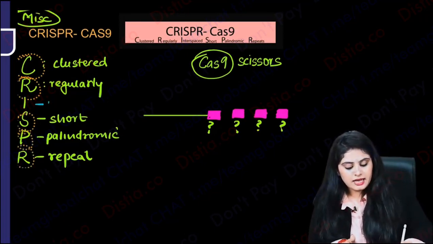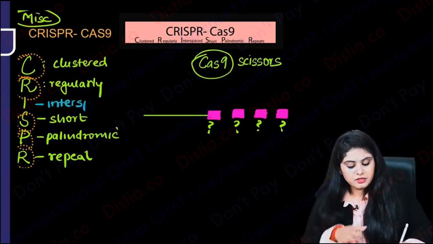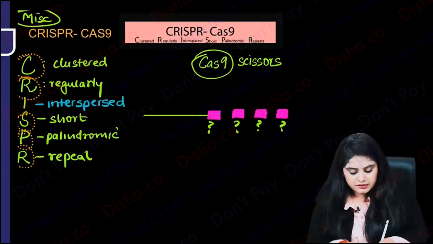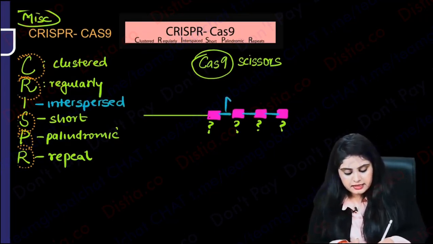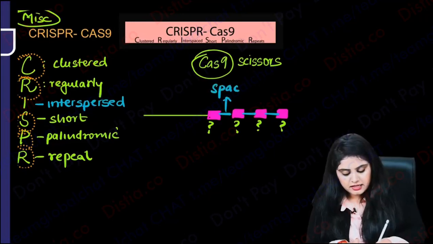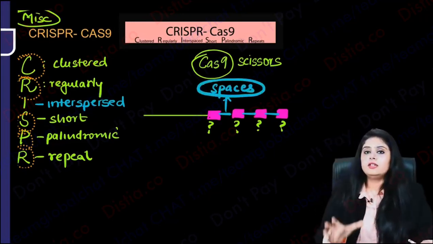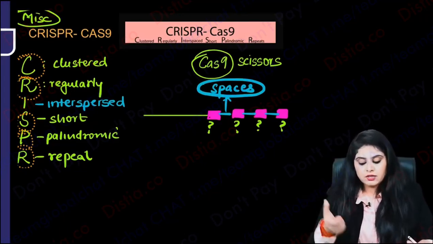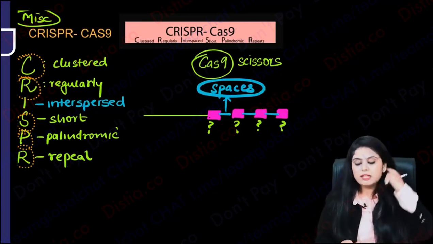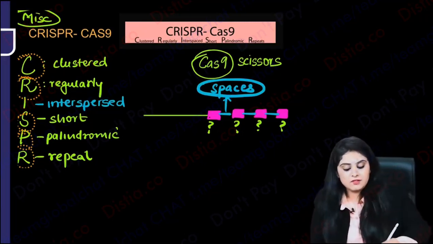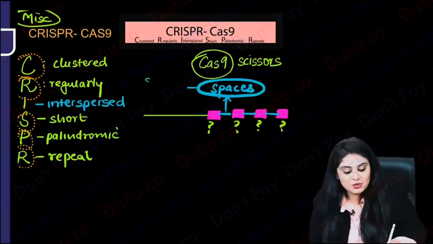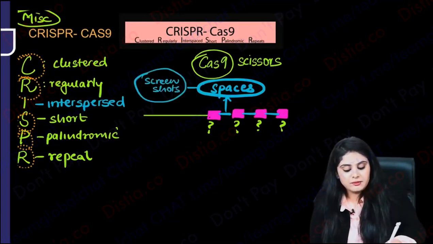And what does I stand for? I stands for interspersed. What are these? There are some spacers that are present. Clustered regularly, interspersed, or interspaced also they call it, short palindromic repeats. Now you will ask me, ma'am, what are these spaces? Don't write it down because it is not in the textbooks, I have only made that short form. These are screenshots.